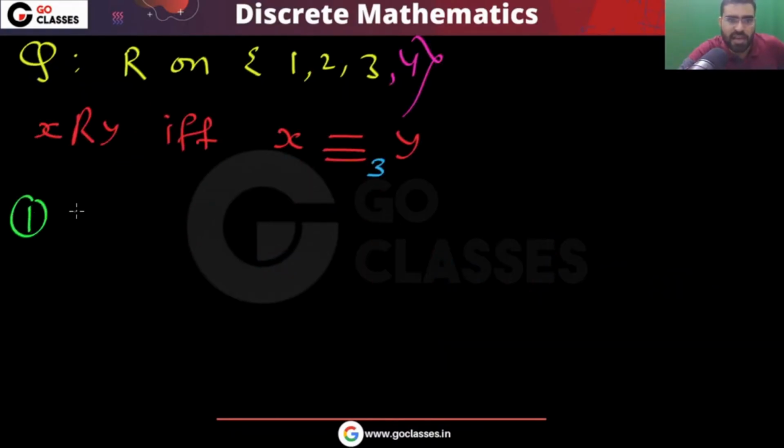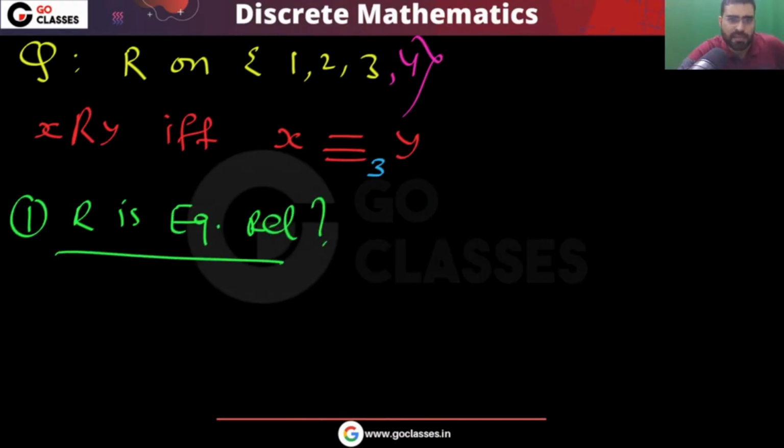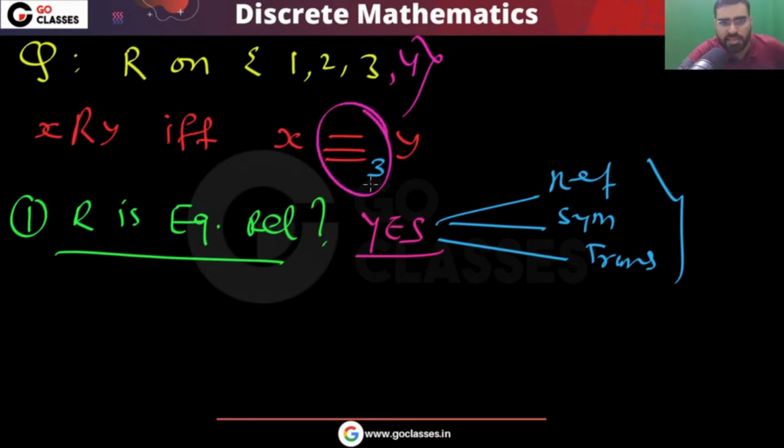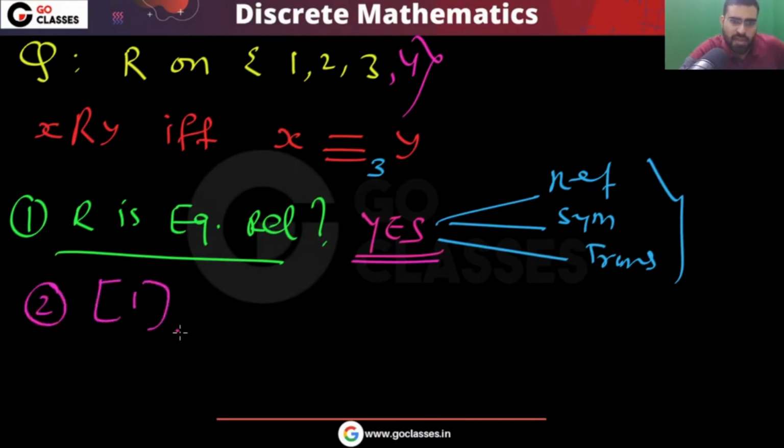So first of all, can I say R is an equivalence relation? The answer will be yes, because congruence modulo K is reflexive, symmetric, and transitive. All three properties are satisfied. The reflexive property is satisfied because X and X have the same remainder, and the symmetric and transitive properties are satisfied too. Congruence modulo K is an equivalence relation. Can you tell me the equivalence class of 1?